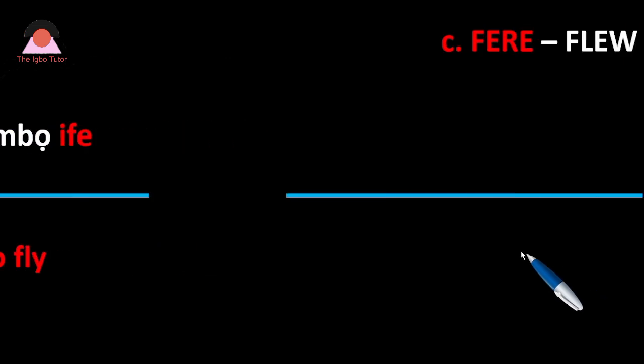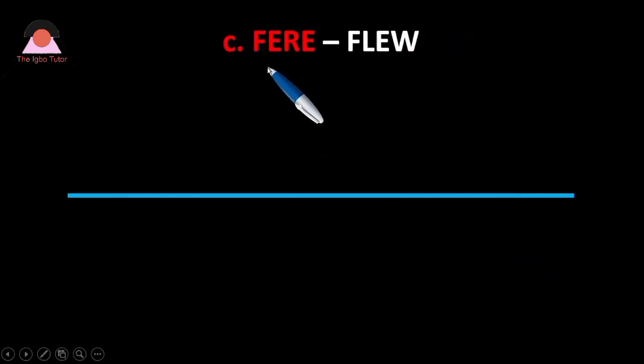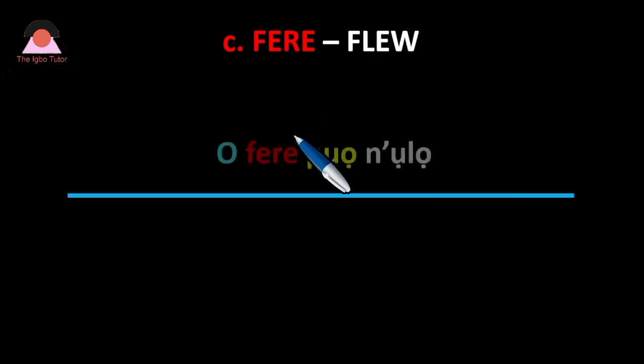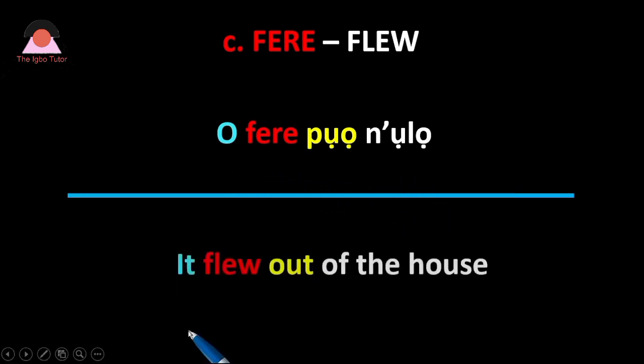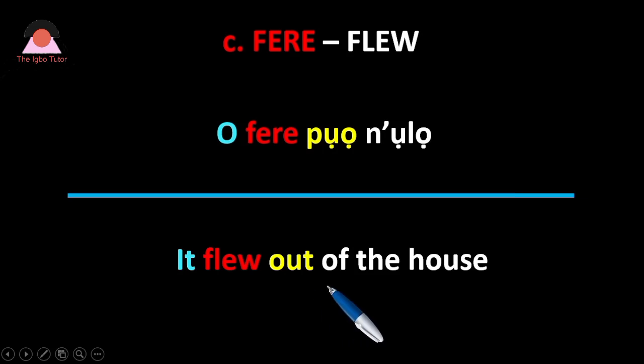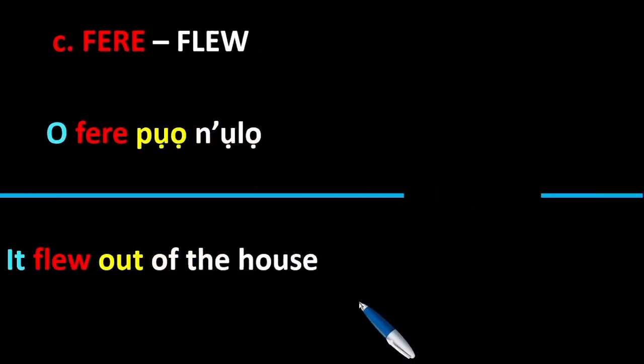Move on to C. Now we have fere, past tense of fly. Fe is fere, flew. Let's look at a sentence. O fere pụọ n'ụlọ. What does this mean? He flew out of the house. He or it, sorry, it flew out of the house. O fere pụọ n'ụlọ.